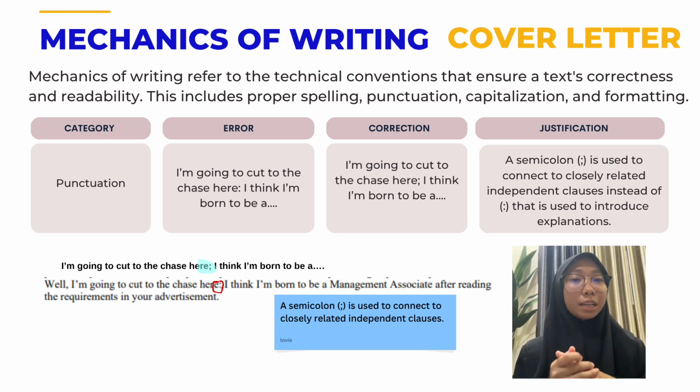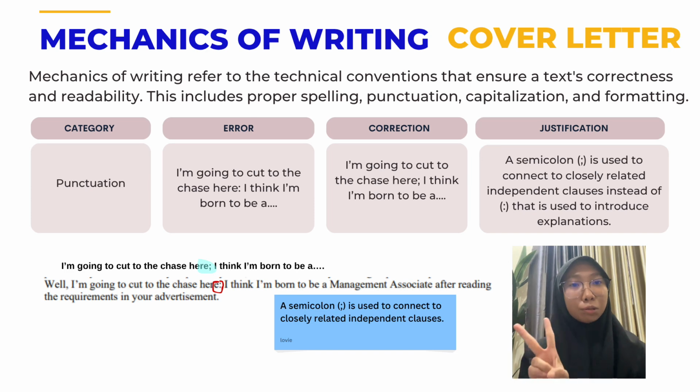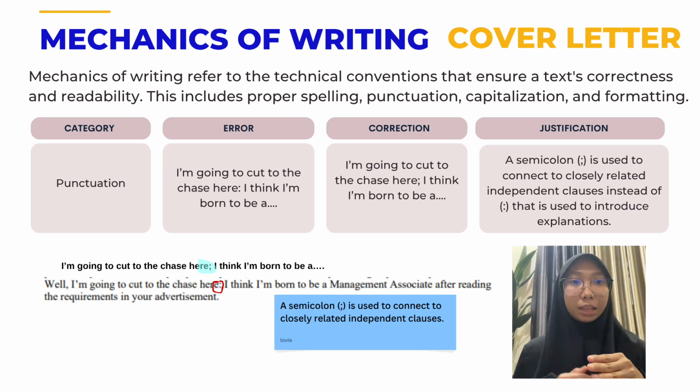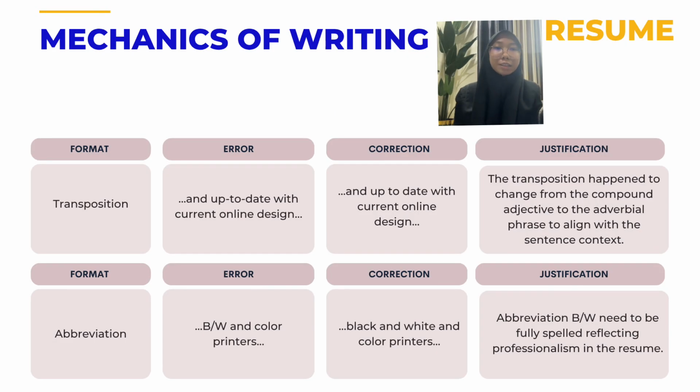So a semicolon is actually supposed to be used in the sentence because the sentence connects two related independent clauses. So as you can see, I already corrected it, which is I omitted the colon and added the semicolon. This is the error of mechanics of writing that I found in the resume.